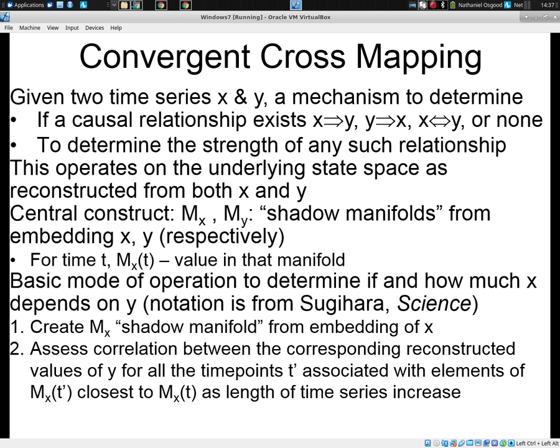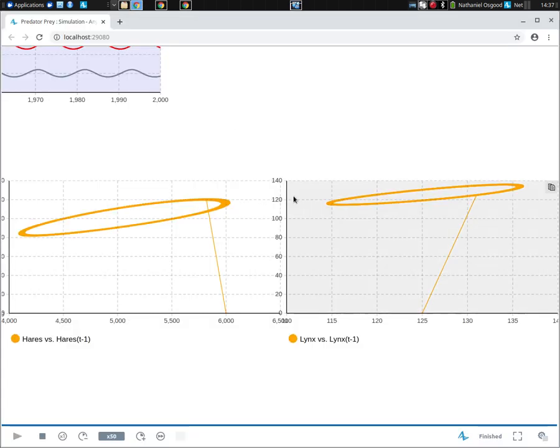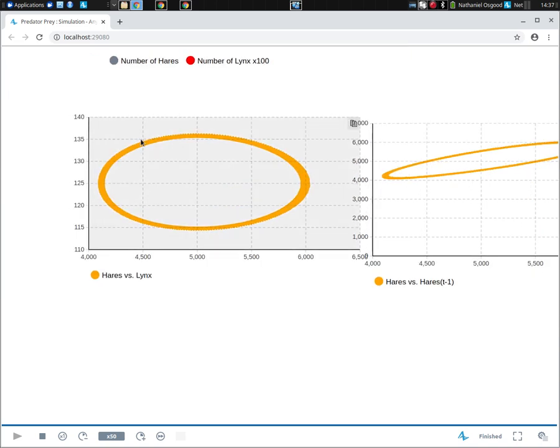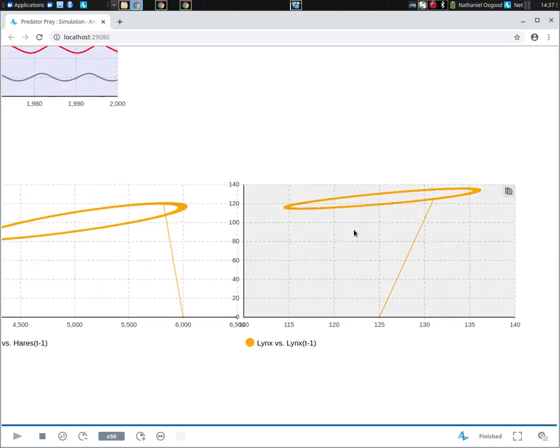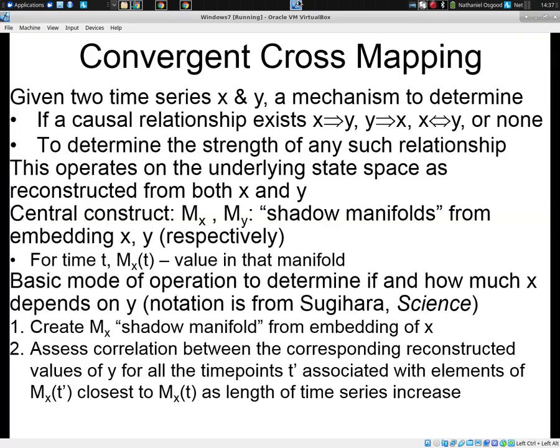And I argued before that that's going to create a shadow manifold. You see it right here for this case. There's our shadow manifold that's reconstructed from lynx, for example. It's our shadow manifold as reconstructed from hares. And it's kind of a shadow of the underlying state space, the driving lynx here, or driving hares here. Okay? So we're going to be creating the shadow manifold, and we're then going to be reasoning about whether Y is in the shadow manifold.